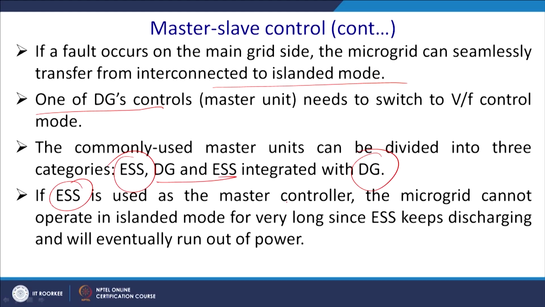If ESS is used as a master controller, the microgrid cannot operate in islanding mode for a very long time, since the ESS keeps discharging and eventually it will go out of power, unless you have excess DG generation to support you.